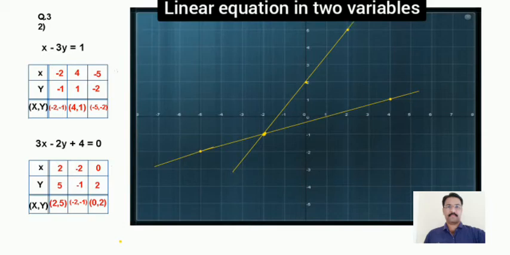Now look here, where is the intersecting point? Here it is, that is -2, -1. Okay friends, like this we have to solve the system by using graph.